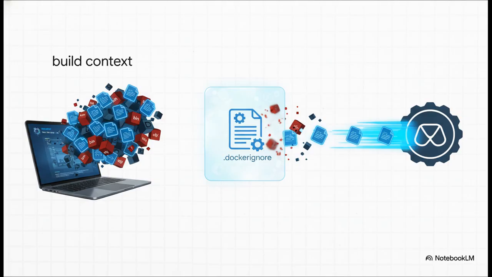And why does that matter so much? Well, for a .NET developer, it's huge because it stops you from accidentally copying your local bin and obj folders into the image. This keeps your build process fast, it keeps the image from getting bloated with unnecessary junk, and it prevents some really weird build errors that can happen otherwise.